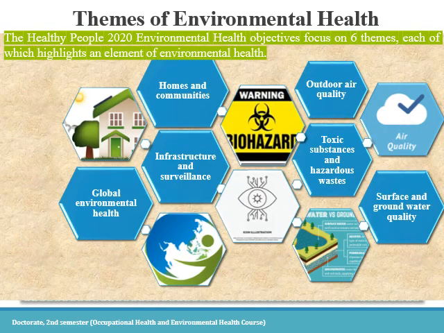The Healthy People 2020 environmental health objectives focus on 6 themes, each of which highlights an element of environmental health. Number 1, outdoor air quality. Number 2, surface and groundwater quality. Number 3, toxic substances and hazardous waste. Number 4, homes and communities. Number 5, infrastructure and surveillance. Number 6, global environmental health.